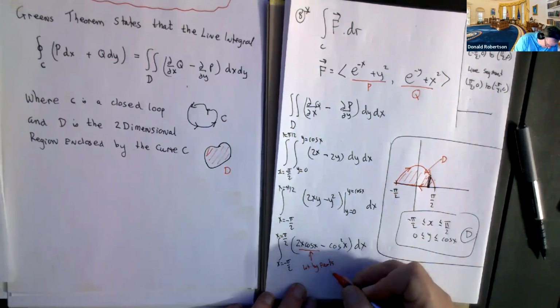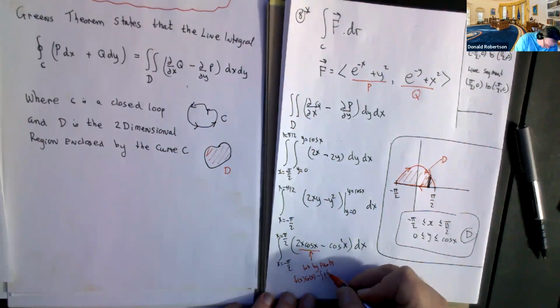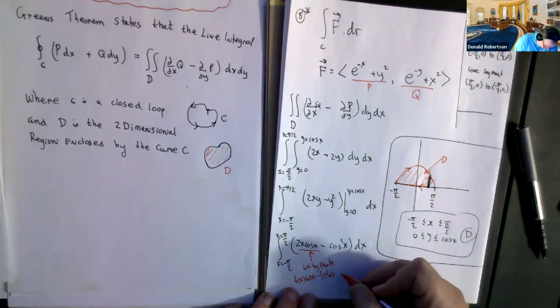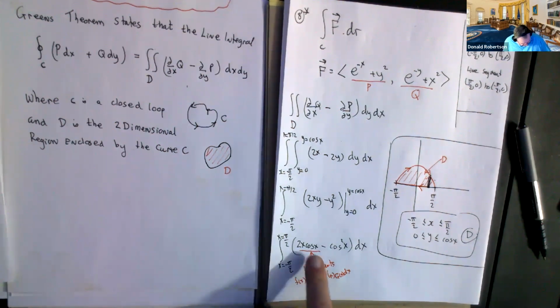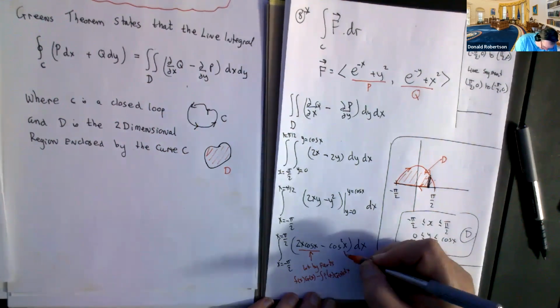So to remind you how that works, it's f of x, G of x, take away the integral of f dash x, G of x dx, where capital G of x means the integral of this guy and f dash means its derivative.